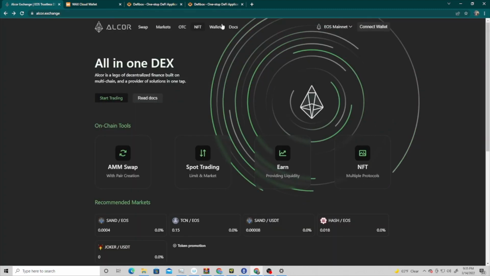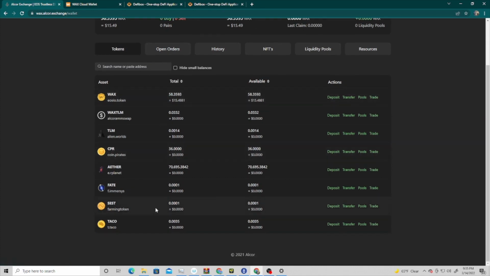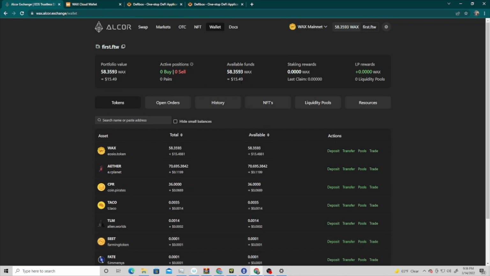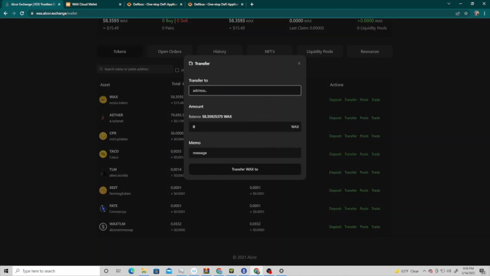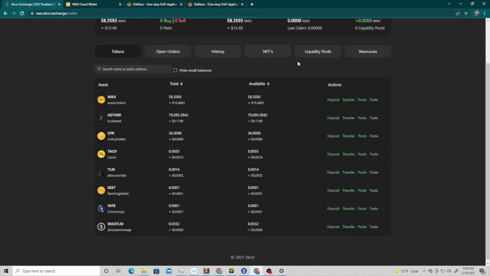On the Wallet tab, it'll actually see all of the different tokens I have in my wallet. So even though there's a very tiny amount of a lot of these, it sees them. So it sees that I have an Ether, I have CPR, some TLM. So the wallet function lets me see all my assets. I could come here and say transfer, type a wallet destination address, say like send 5 Wax, and then say send, type in a memo. So I can use this as a wallet interface, which is really nice, especially if I'm trying to send tokens that maybe my main wallet doesn't let me send.